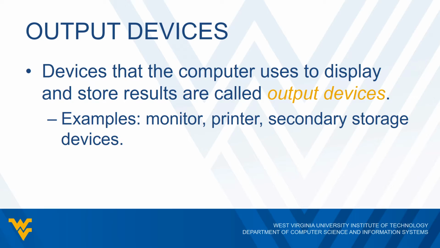A couple of examples of these would include the monitor, so you can actually see the results of a particular program, and the printer, so if you're writing up a paper and you want to print it off, you can write a program that does that. There are secondary storage devices, so if you store something in a different file, like on a USB drive or a hard drive or a disk, that would be an output device. But anything that involves displaying results or storing results would be considered an output device.